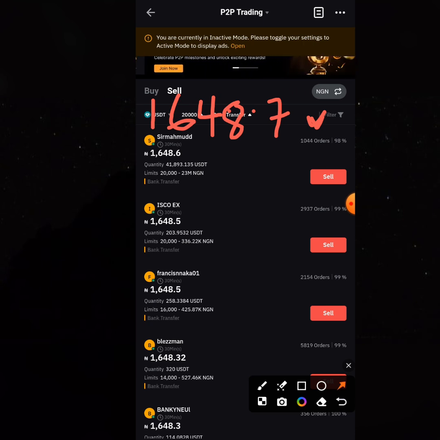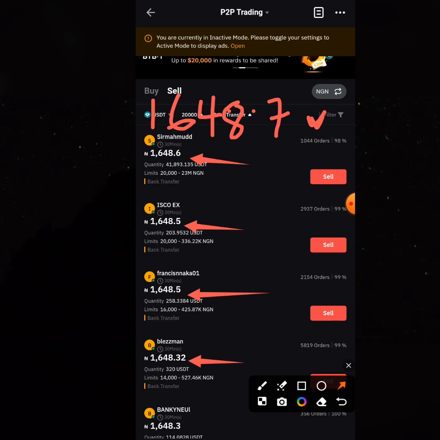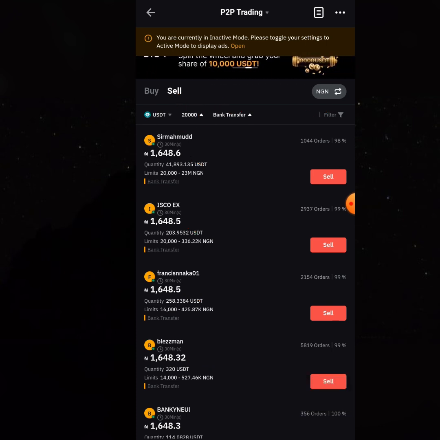You can see this guy set at 1648.3, this one set at 1648.5. Just a little difference to pass your neighbor. This one is 1648.5. This one is 1648.6. A little difference to pass your neighbor, so that you can actually enjoy.